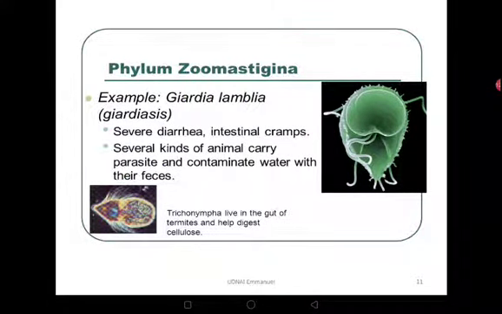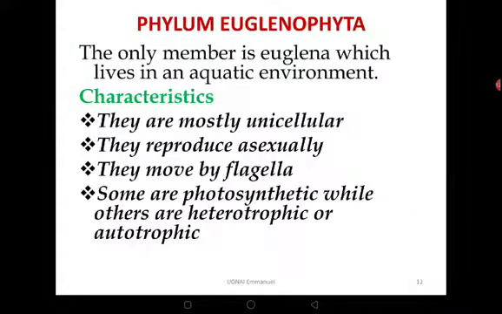So examples there, we have the Giardia lamblia, that causes giardiasis, which is severe diarrhea, sometimes leading to intestinal cramps. Yeah, so it is a common parasite among humans and also other animals, and can also be spread, especially due to poor disposal of human wastes. You can contract giardiasis. Great.